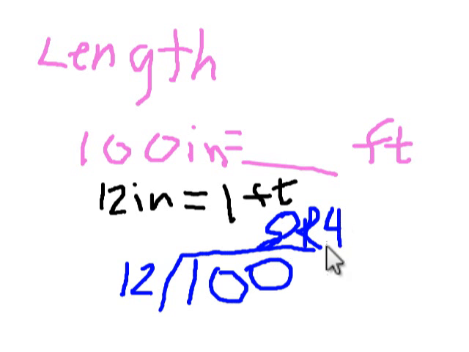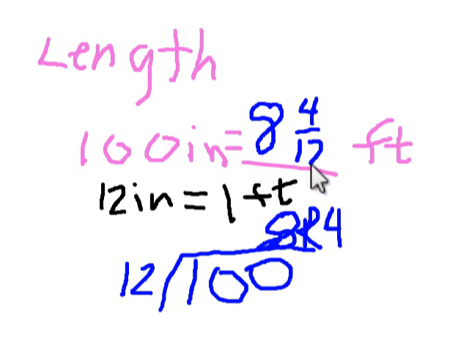8 times 12 is 96. With a remainder of 4. Okay? So I'm changing this into feet. So I know I have 8 whole feet, and I have 4/12 of a foot. 4 inches out of 12 inches to make a foot.